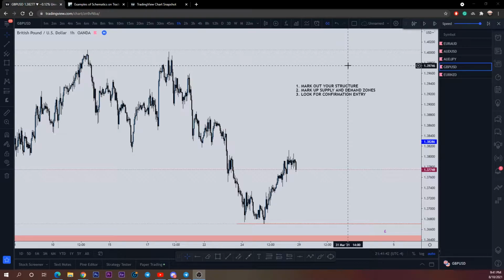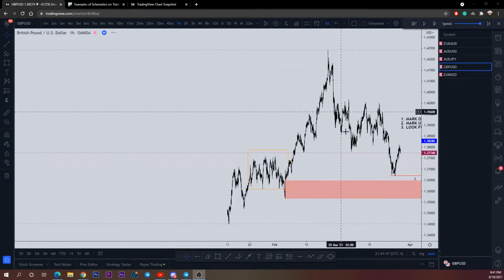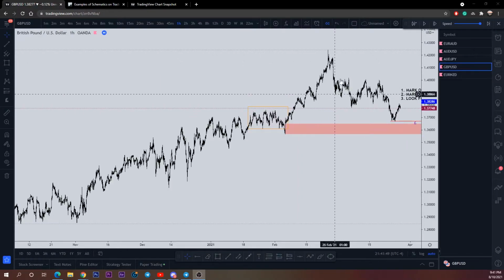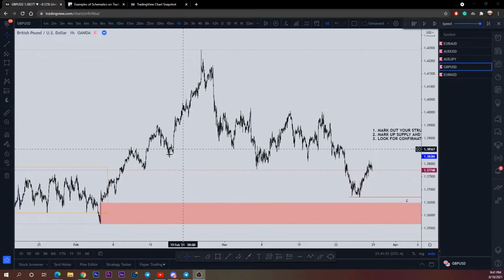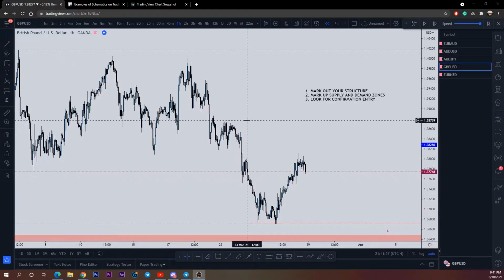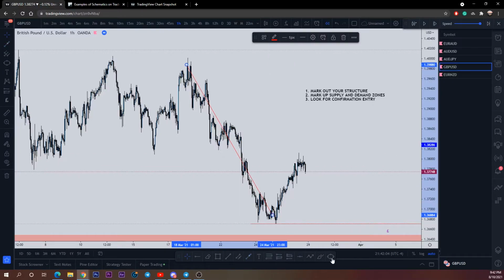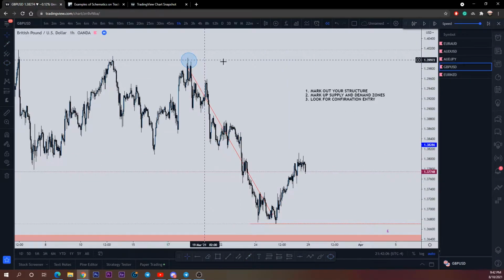So the first rule, mark out your structure, right? I'm on the 1 hour time frame right now. I don't want to mark out all this structure here. There's no reason to. I'm not trading anything here, so there's no reason for me to mark out anything. So what am I going to mark out? I'm going to mark out my last leg, right? What is my last leg? My last leg as of right now is from up here to down here. So this is my structure right now.